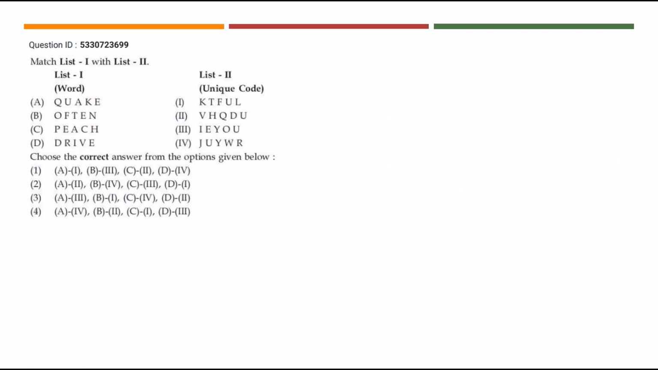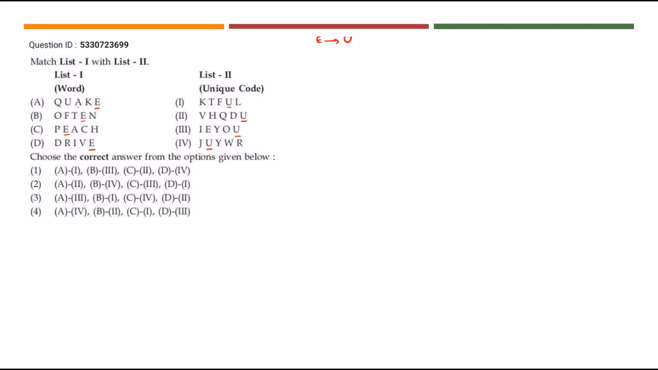Next question, match list 1 with list 2. A word is given in list 1 and a unique code is given in list 2. 2 words are ending with E. Just find in list 2 U and U. From this we can understand E is coded as U. E should occur in one place before the last letter. So before the last letter, do you have U? Yes, you have U here. You have another E. Here you have U. So E is converting to U.